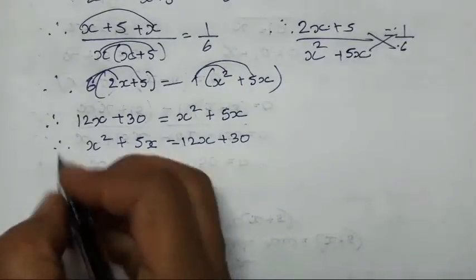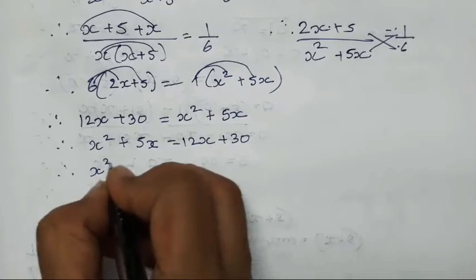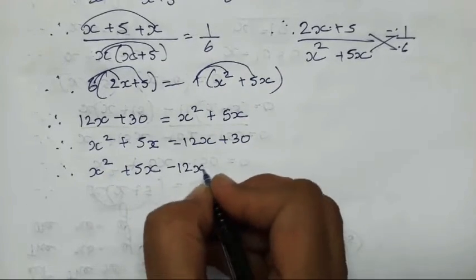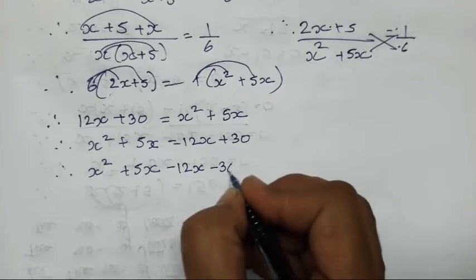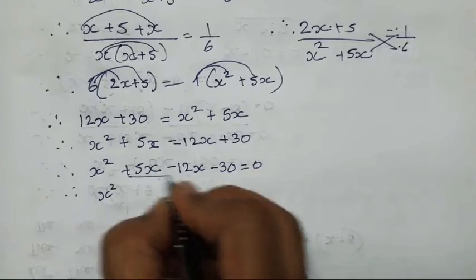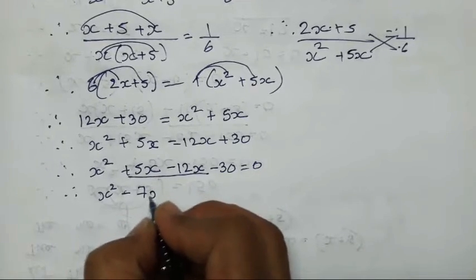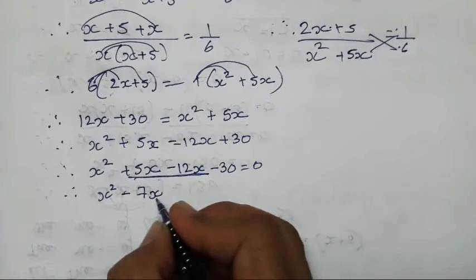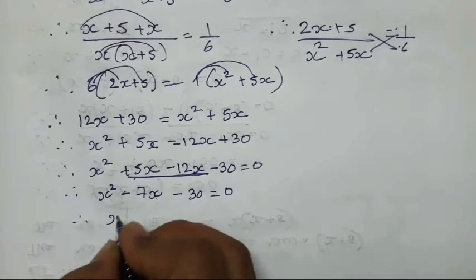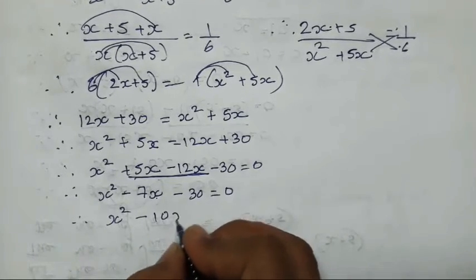Rearranging the terms, just rearranging we have done, plus 5x. Now I will take this minus 12x over here and plus will become minus 30. Therefore x square minus 7x, after minusing this will be the answer. Minus 30 is equal to 0. Therefore x square minus 10x.